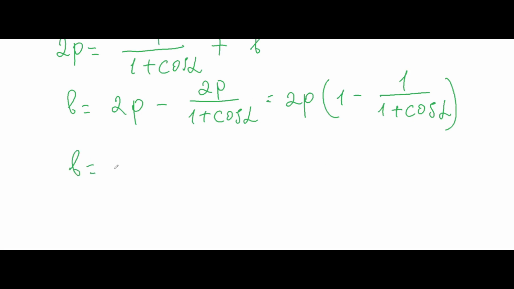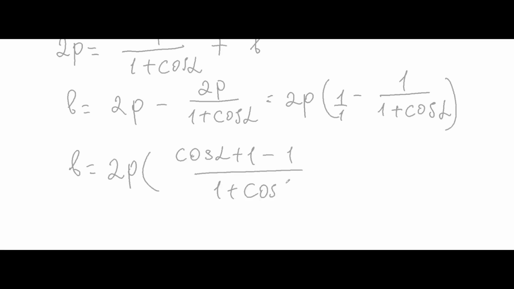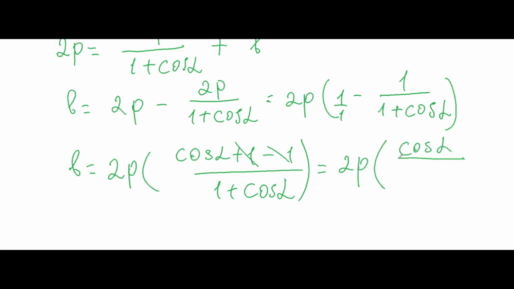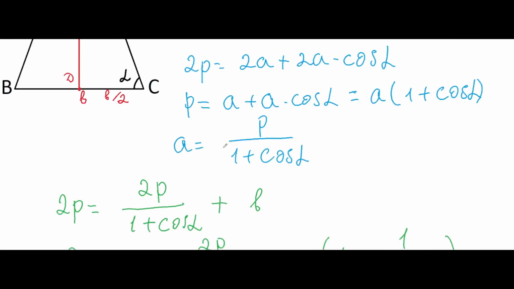Here B will be equal to 2P. If we multiply the numerator and denominator by 1 plus cosine alpha, we get cosine alpha plus 1 minus 1 over 1 plus cosine alpha, times 2P. The 1 and 1 we can cancel, and we get that B will be equal to 2P times cosine alpha over cosine alpha plus 1. And we found the values of A and B.